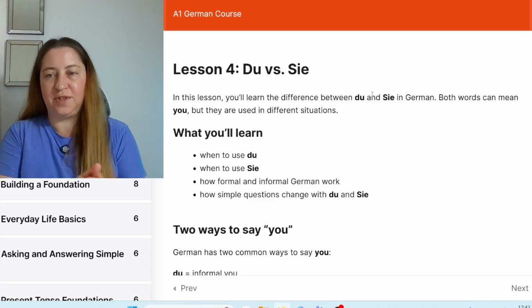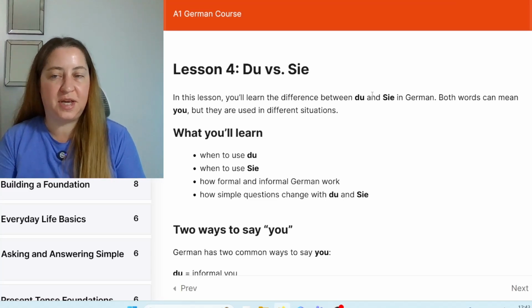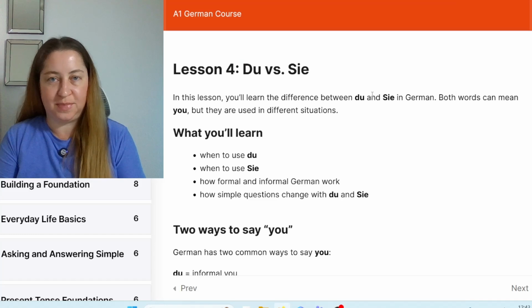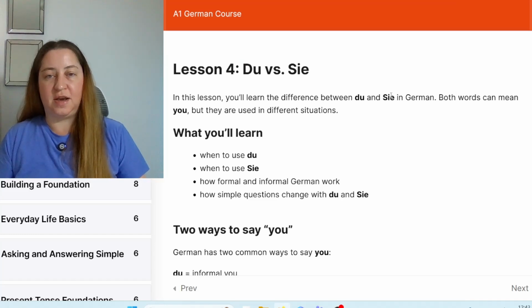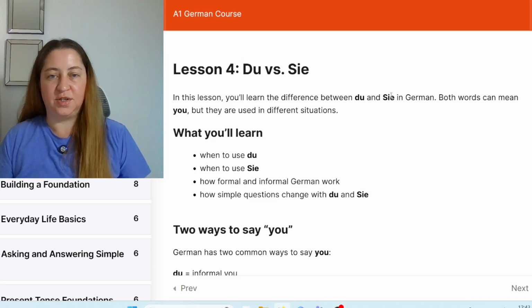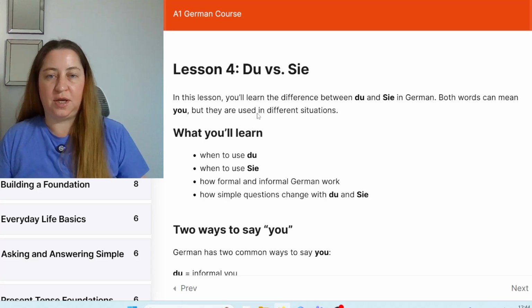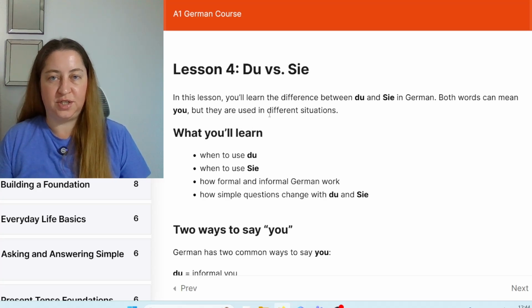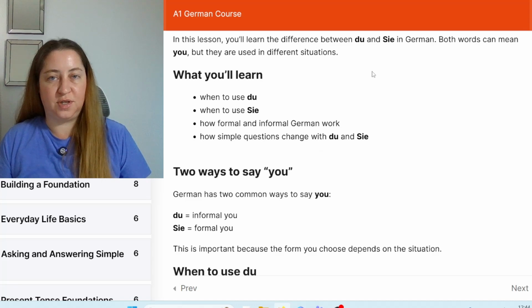Alright, so you learned a little bit of the German alphabet and German pronunciation basics. And now you're at lesson 4, du versus Sie. In this lesson, you're going to learn the difference between du and Sie in German. Both of these words can mean you, but they're used in different situations. These two little words are really going to be helpful as we build our first sentences in German.